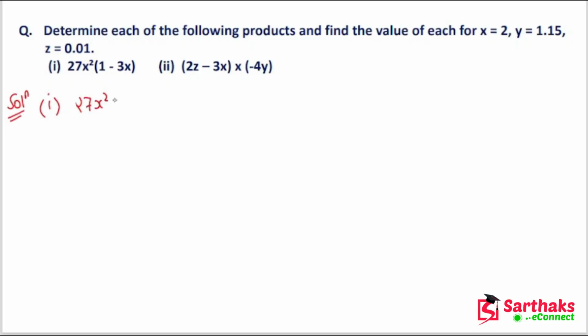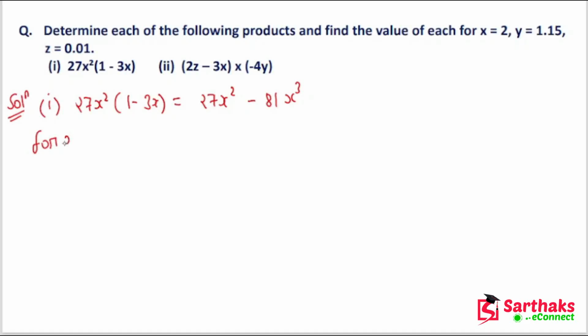Now 27x square into 1 minus 3x would be 27x square minus 27 into 3, we can directly multiply now, so it would be 87x cube, right? So 27 into 3 is 81, not 87, it would be 81. Okay, so it would be 81x cube, right? Now we have to verify the result for x equals 2, y equals 1.5 and z equals 0.01, but actually we do not have y or z, so we just have to put x equals 2.